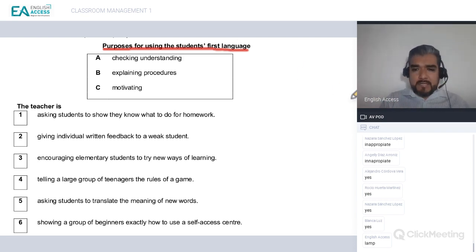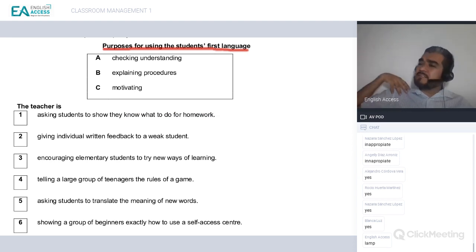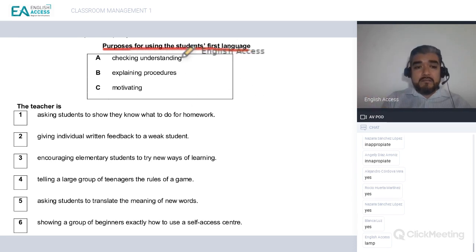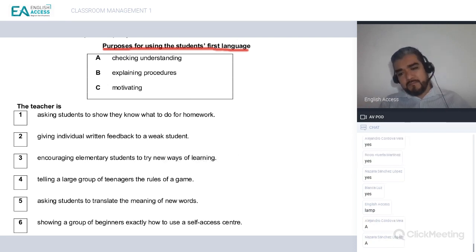So, what is the purpose for that? Look at this. It says the teacher is asking students to show they know what to do for homework, right? The teacher tells the student, what are you going to do for homework? Tell me in Spanish. Why does the teacher do that? To check understanding? To explain the procedure? To motivate? A, B, or C? What do you think? Yeah, good job. Is that A? Good job.